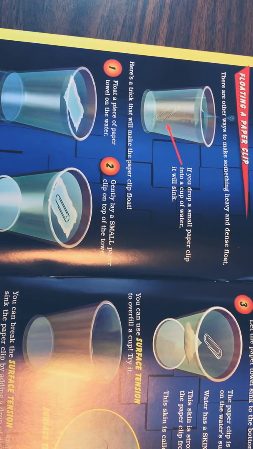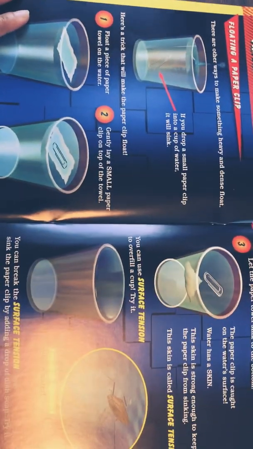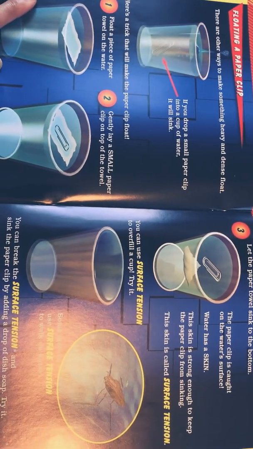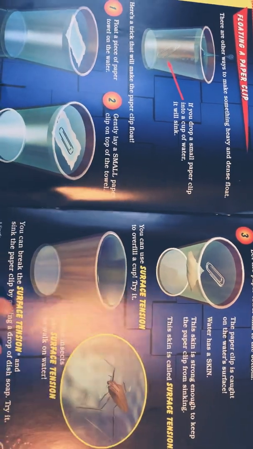Water has a skin. This skin is strong enough to keep the paper clip from sinking. This skin is called surface tension. You can use surface tension to overfill a cup. Try it. Some insects use surface tension to walk on water. You can break the surface tension and sink the paper clip by adding a drop of dish soap. Try it.